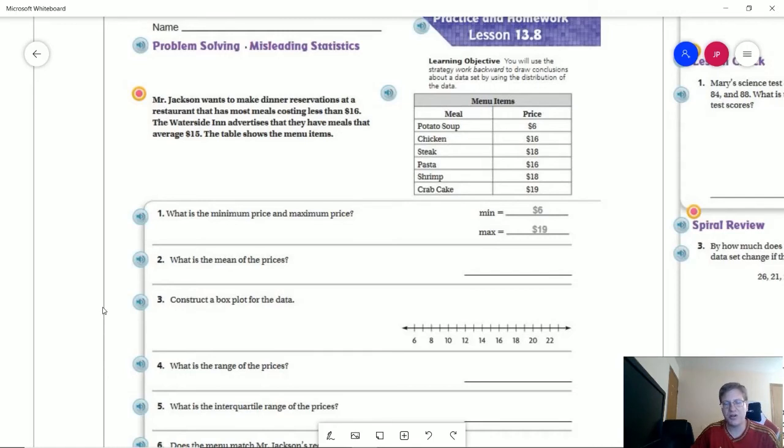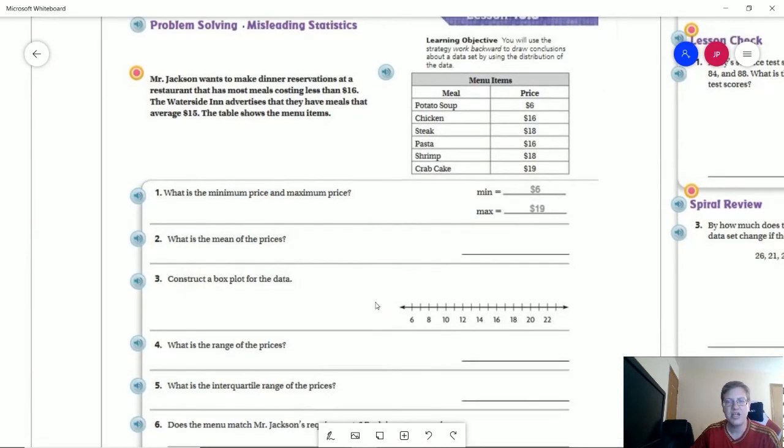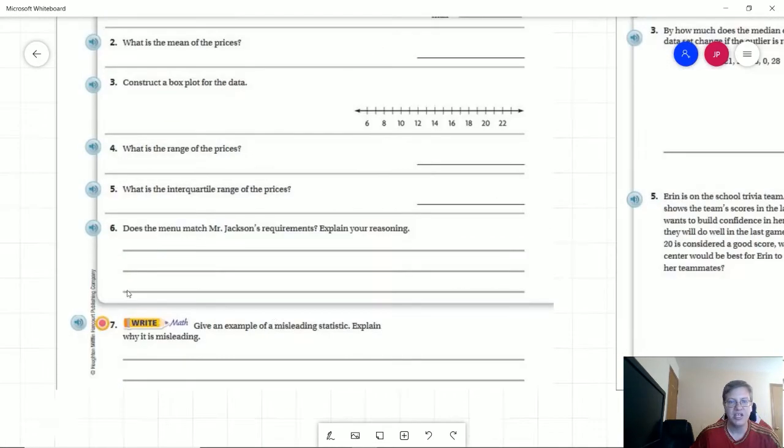I will talk through all of the problems. For number 2, we are just looking for the mean. You're going to go ahead and add everything up, divide by our number of data points. They want us to construct a box plot, so you're going to want to find the median as well as the upper and lower quartile, and then that will allow us to go ahead and answer the rest of the questions.